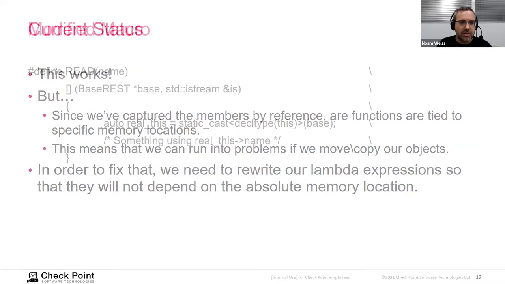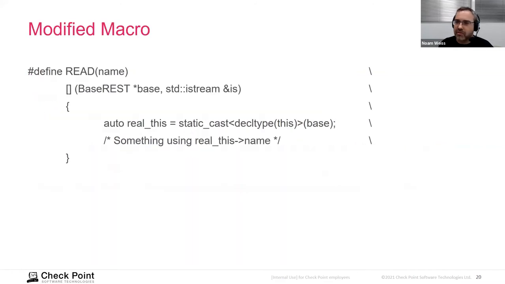How do we do that? Well, we know we're inheriting from base. So we can use base to get the relative address, use static cast to get the actual type that we know we are working with. And when we have the actual pointer to the actual members class, we can access it and do whatever we want in the macro.